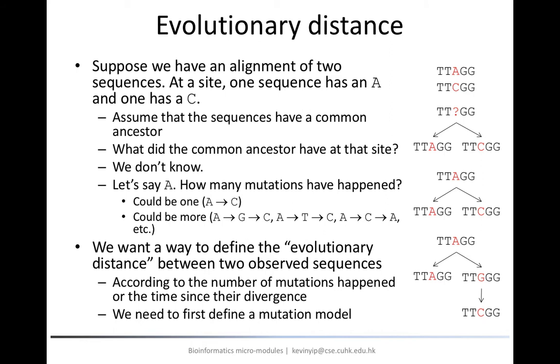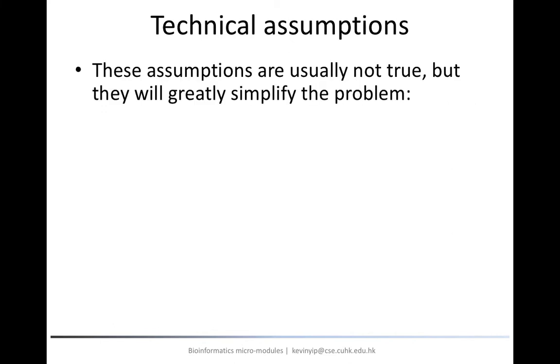If we know the actual number of mutations that happened to the two sequences since their divergence, this mutation count can be used as an evolutionary distance between the two sequences. Since this actual number of mutations is not known, we will use a probabilistic framework called a mutation model to consider all possible mutation sequences. To make computations simple, we will make several assumptions.